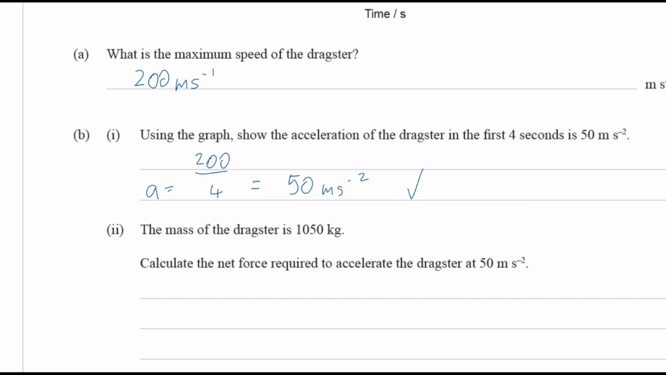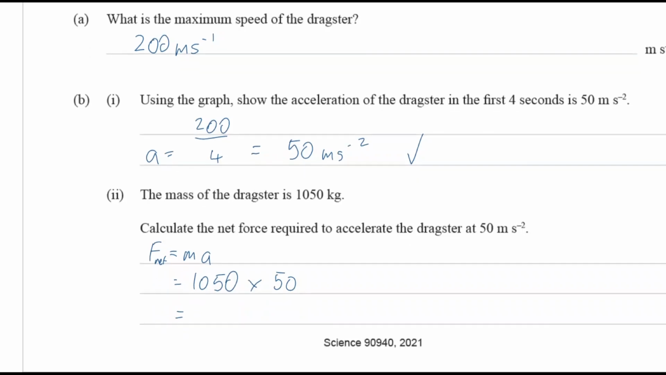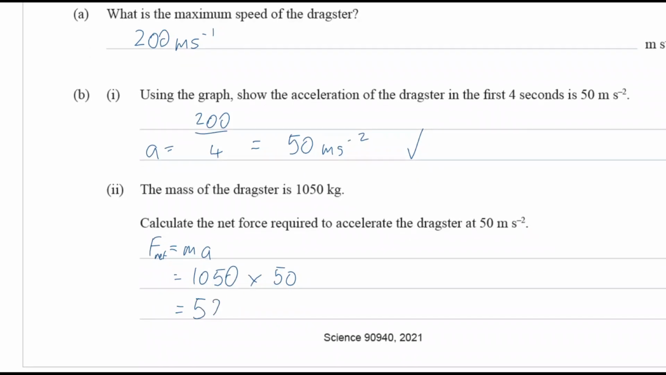We know Newton's second law. The net force is equal to the mass of an object times how quickly it's accelerating. And we're looking for the net force, so we need to substitute in the mass and the acceleration. So net force is mass times acceleration. In this case, mass is 1050 kgs, and the acceleration is 50 meters per second squared, to give us a net force of 52,500 newtons.